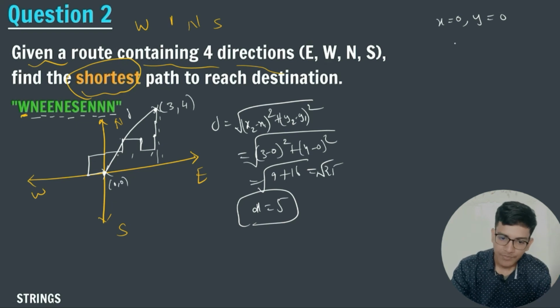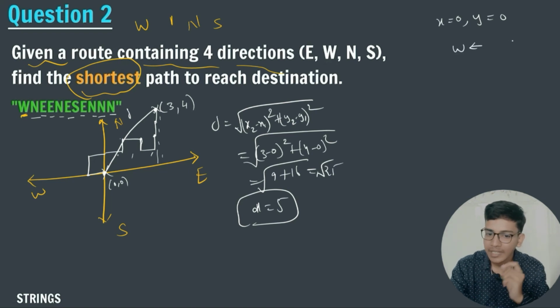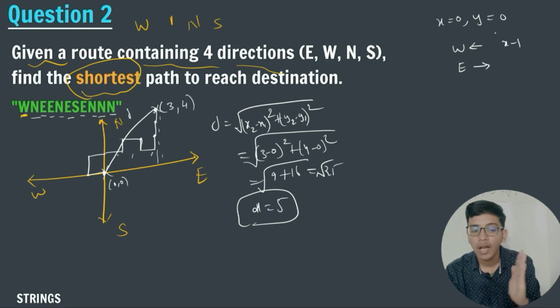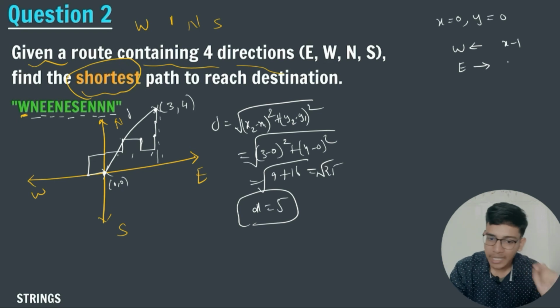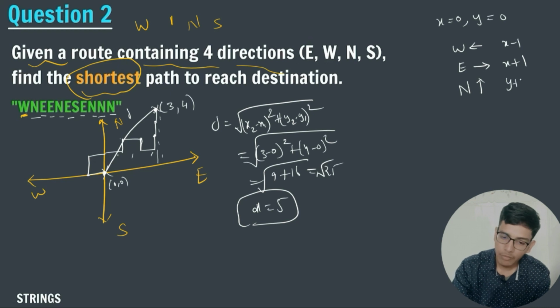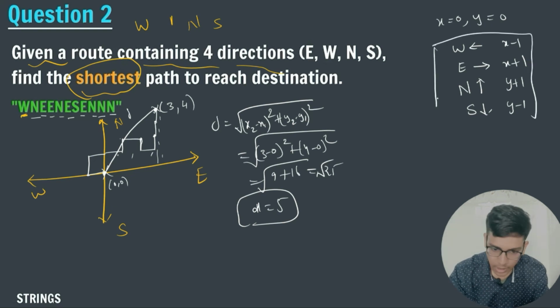Suppose I am traveling west, then it means I am decrementing the value of x, so x will become x minus 1. If I am traveling east, towards the right, then I am incrementing the value of x, so x will become x plus 1. If I am traveling north, then y will change to y plus 1. If I am traveling south, then I am decrementing the value of y, that is y minus 1. This is the main logic.